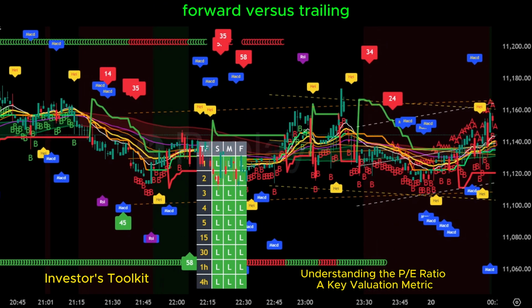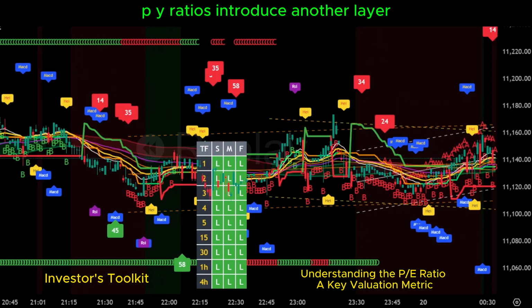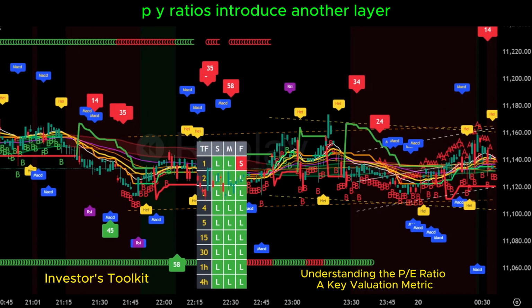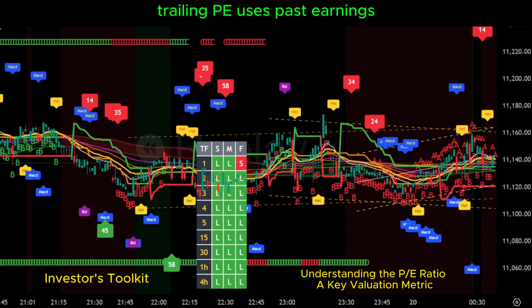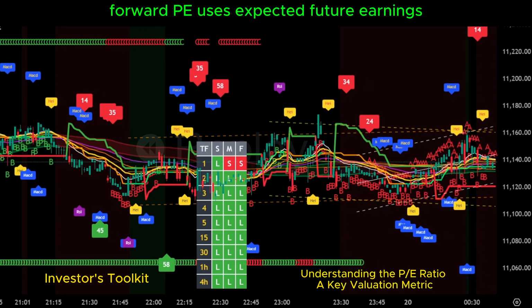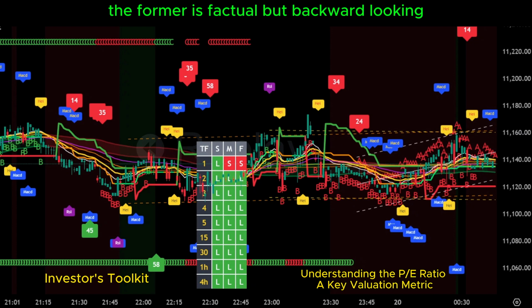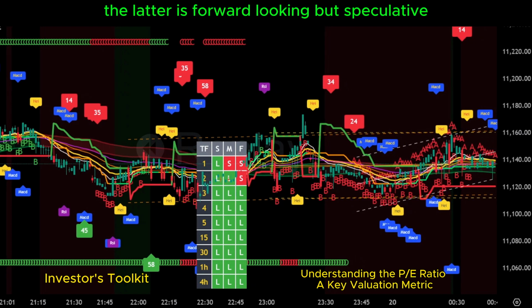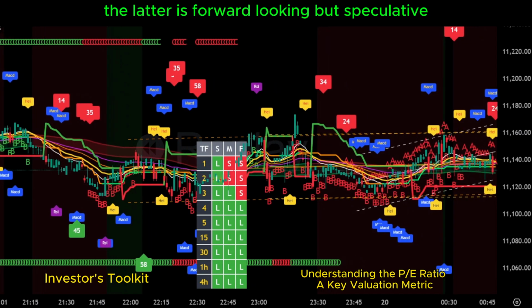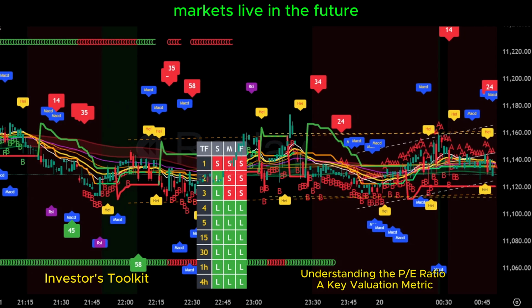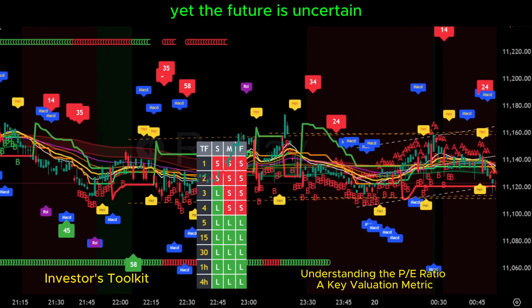Forward versus trailing P/E ratios introduce another layer. Trailing P/E uses past earnings. Forward P/E uses expected future earnings. The former is factual but backward-looking. The latter is forward-looking but speculative. Markets live in the future, yet the future is uncertain.